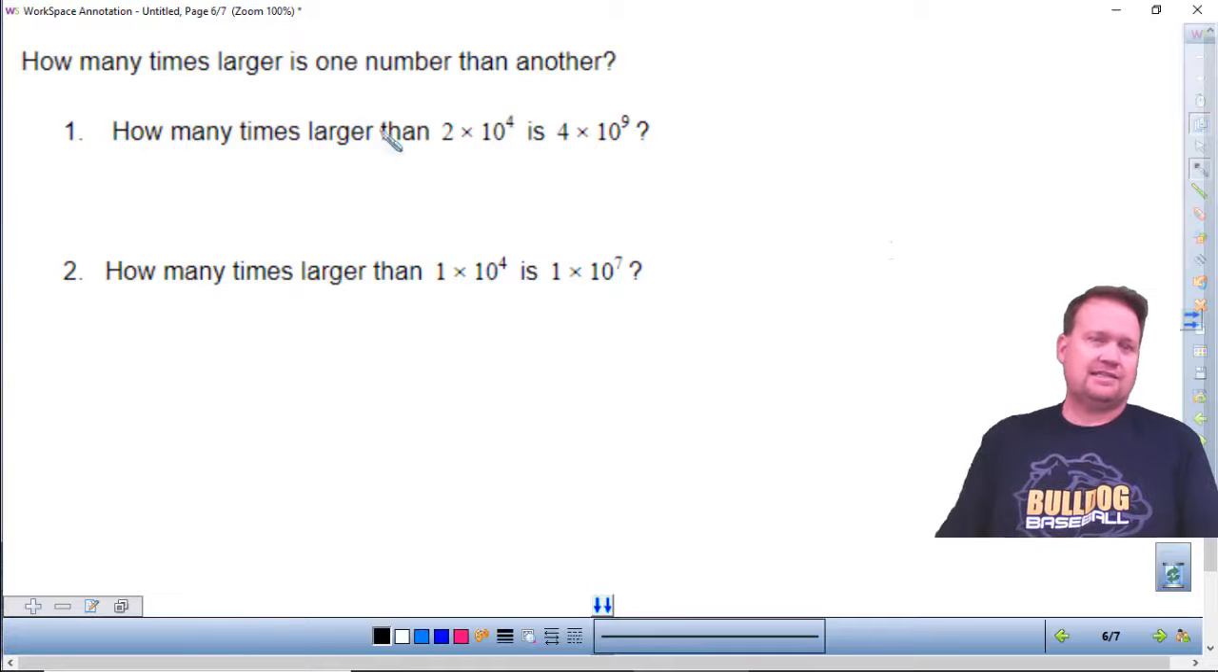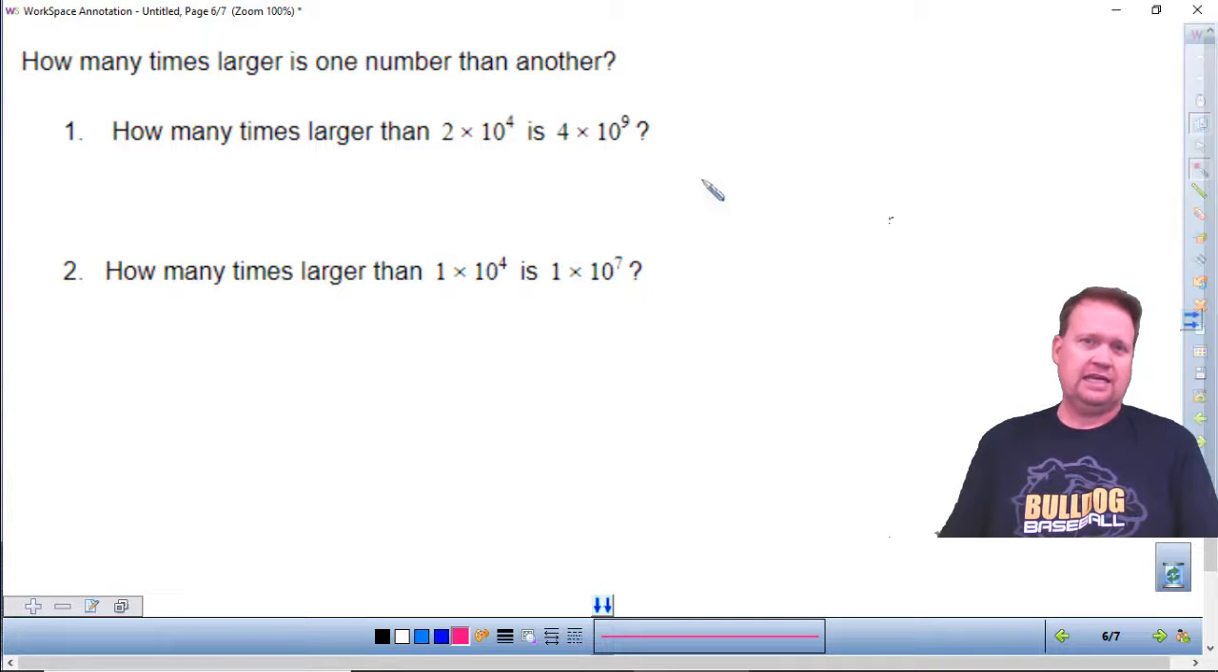And then the last thing that we're going to be asked to do, and this is kind of the 8th grade standard, is to be able to understand and explain orders of magnitude. How many times larger is one thing than another? The easiest way to start this problem is to look at these two and pick the largest one. In this case, the largest number is the one with the bigger power. It's going to be 4 times 10 to the 9. And so I'm going to put that number right over here, 4 times 10 to the 9.